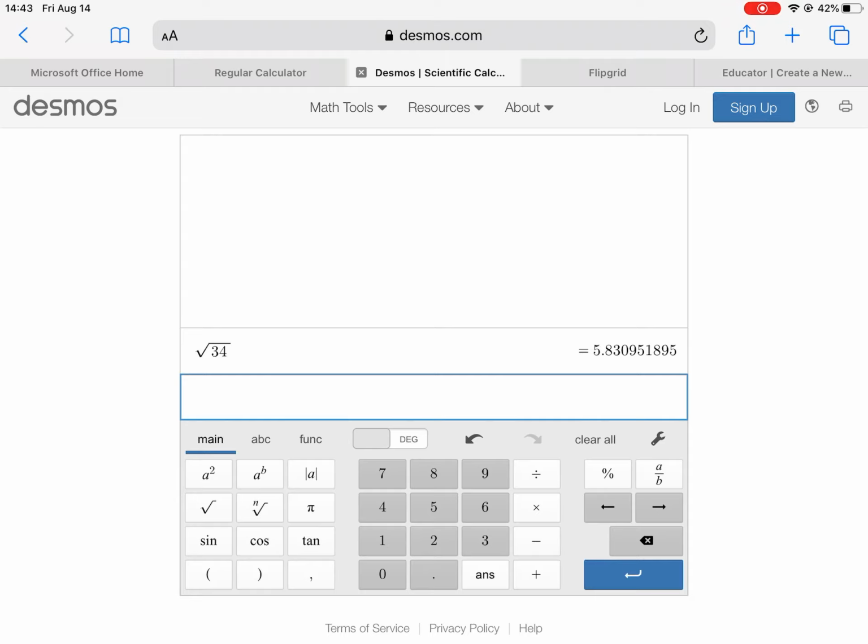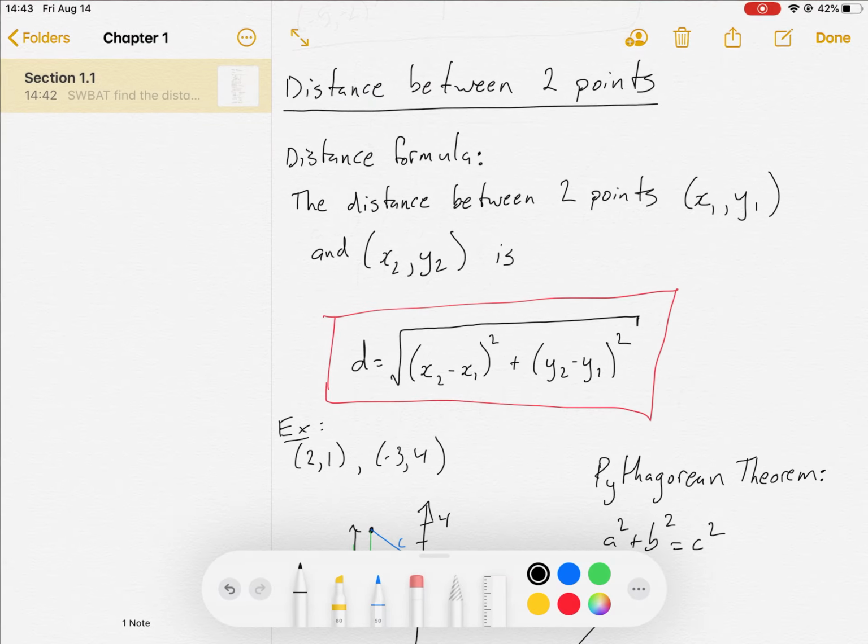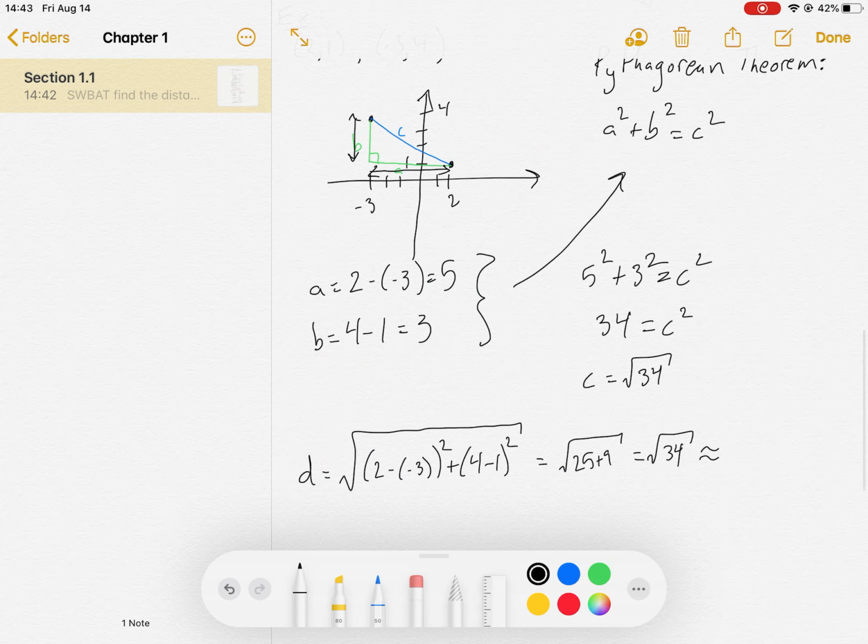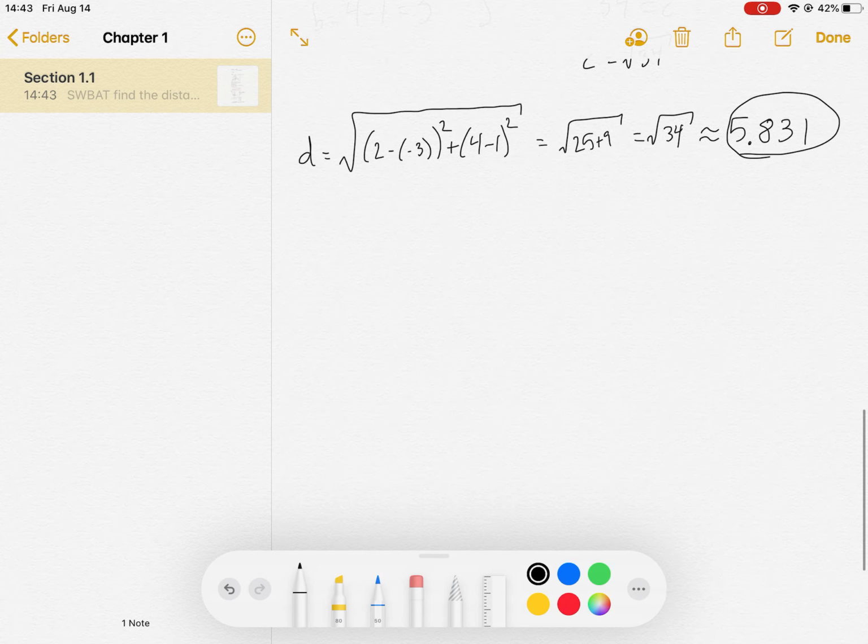I'm going to round it to the third decimal place. So that'll be 5.831. And that would be my final answer. Note that in this case, the square root of 34 is actually considered the exact answer. There's no rounding that has occurred there. And the 5.831 is considered the approximate answer. So in this case, we wanted the approximate answer. So that's the distance formula.